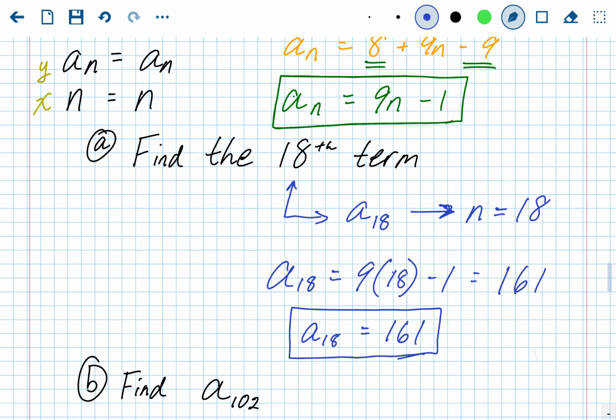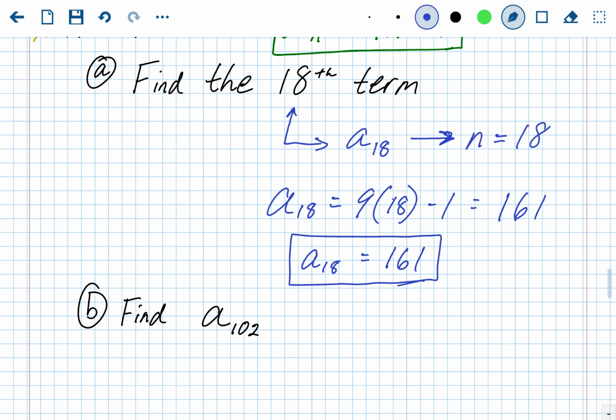Now the next one you probably wouldn't want to do by hand. Find a sub 102. Okay. So what this means is we're trying to find the 102nd term of the sequence. So the 102nd term of the sequence means our n value is going to be 102. Okay, the nth term, the 102nd term, n is 102. All we have to do is plug 102 into that equation that we had.